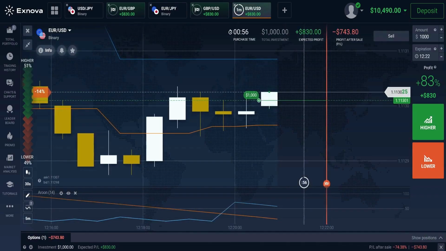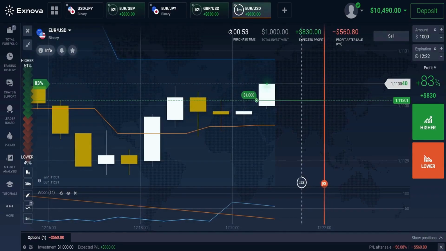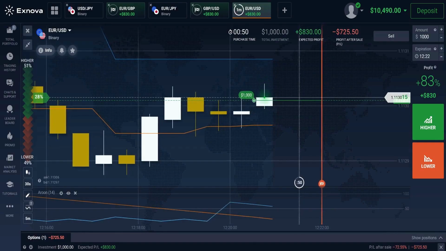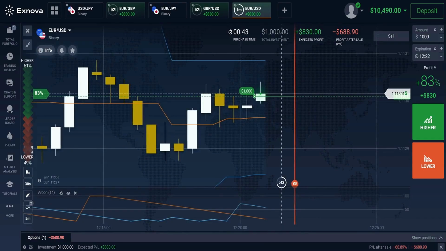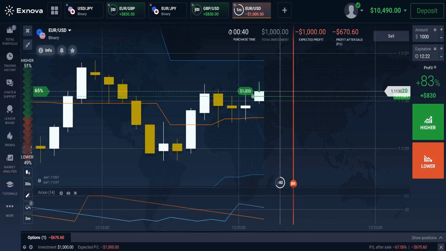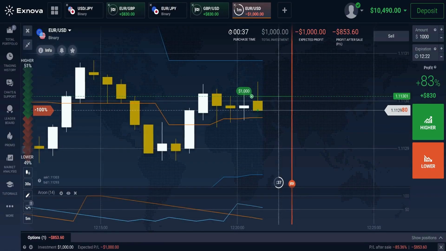All right, traders, here's an important learning moment. Right now, the blue line of the Aroon Indicator has crossed above the red line and is moving upwards. Plus, we also have a bullish candle confirmation on the chart. So at first look, it looks like a buy setup.